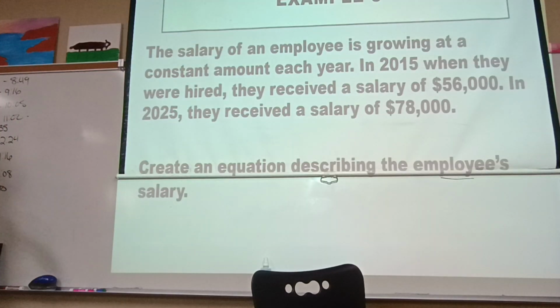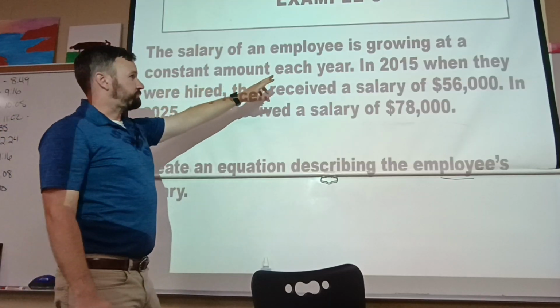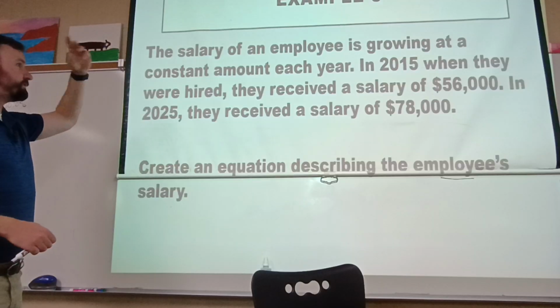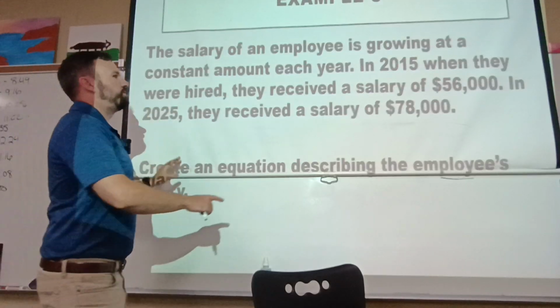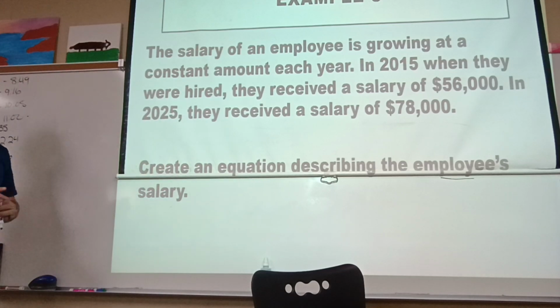All right. So there's a company. It's growing. Well, that's good. In 2015, they were hired. They received a salary of $56,000. In 2025, they got a salary of $78,000. Make an equation. Do I have a rate on this one? They didn't give me a rate. Did they give me an initial?